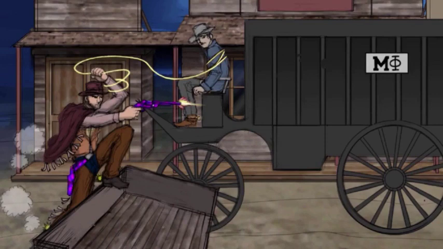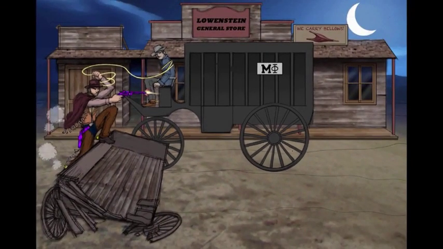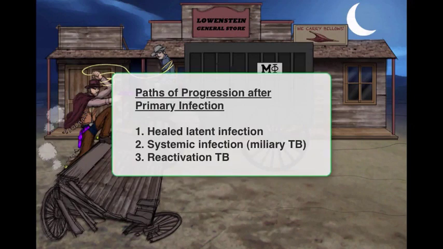Okay, now that we've covered the important virulence factors, let's go through the progression of TB. Once someone's infected by TB, they have what's known as a primary infection. After this primary infection, there are essentially three different outcomes. One is a healed, latent infection. Another is that it can cause a systemic infection that can be particularly severe. And finally, the third possibility is that an infection that once was latent reactivates later in life.